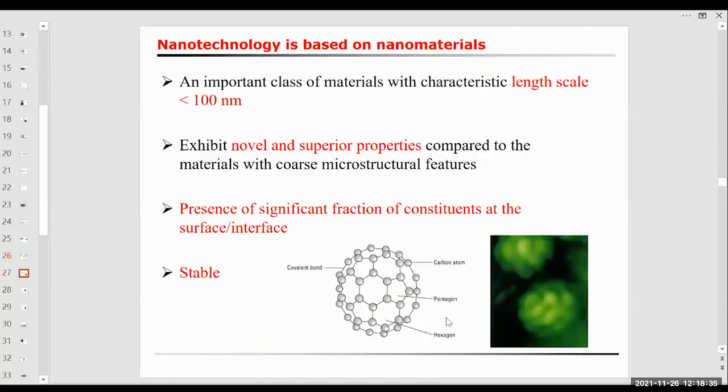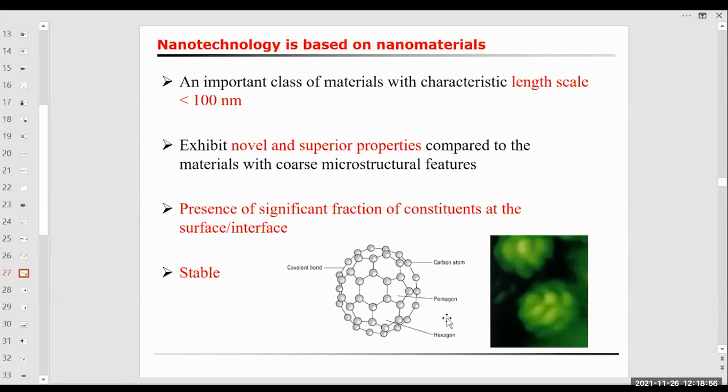Now let us define what a nanomaterial is. There are four important parameters. This will not be there in any textbook, but unfortunately it is not there. It should be there. There are four parameters which one should know to classify nanomaterials.